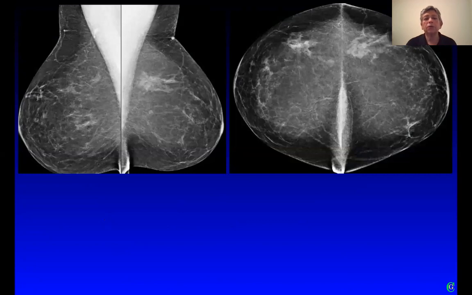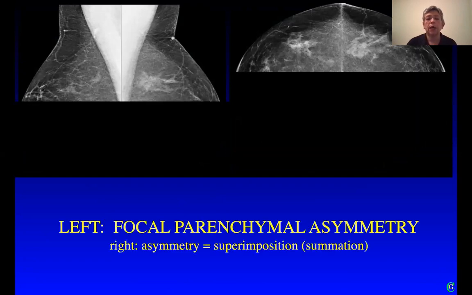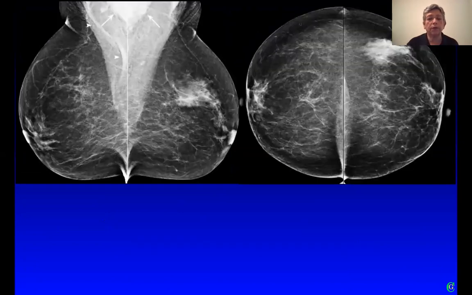So in this patient, for example, you can see that there is an island of tissue that you see in both the CC and the left MLO. It is posterior in the upper outer aspect of the left breast. This is what we're going to call focal parenchymal asymmetry. And depending on whether you have prior views or not, you're going to evaluate it further.